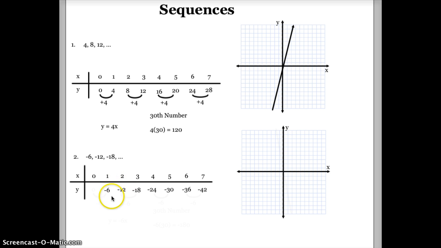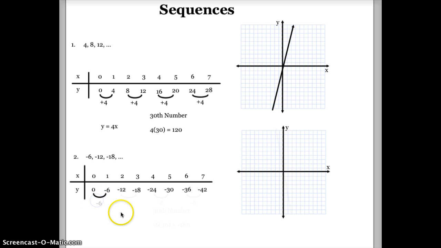Now, since I'm going down by 6 each time, if I go backwards, I'm actually going up 6 each time. And what's 6 more than -6? That's going to be 0. All the sequences we're going to work with today are going to have the point (0, 0) in them. So now let's see how this is changing.